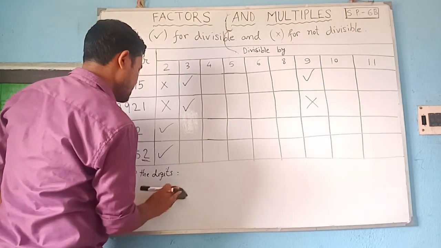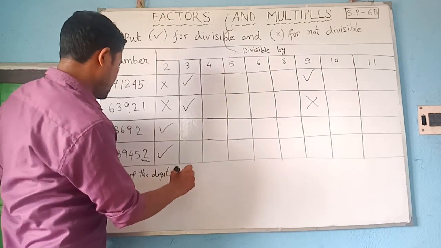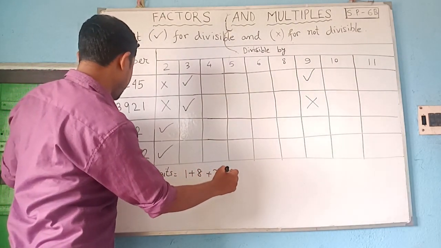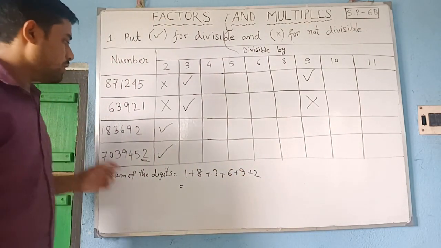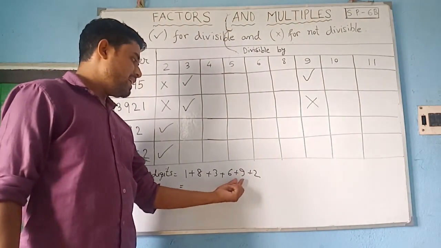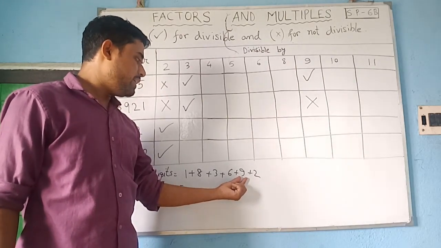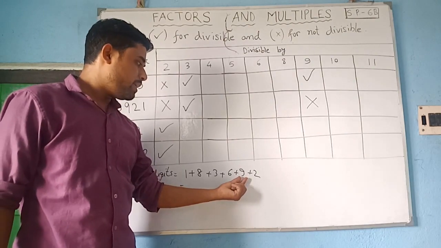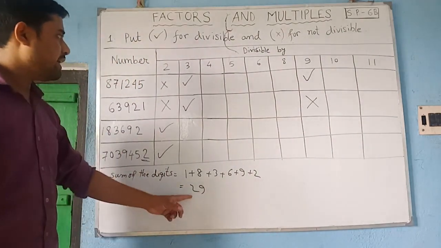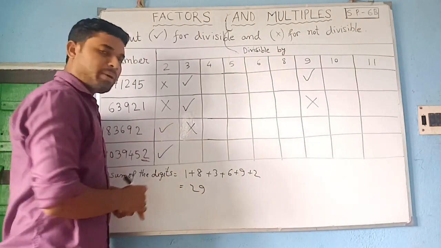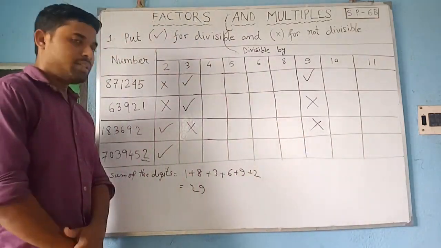So the next number is this. Do the sum: 1 plus 8 plus 3 plus 6 plus 9 plus 2. Just check it. 9, 9, 9, 18, 18 to 21, 18 and 9, 27. 27 and 2, 29. So this is 29. Is 29 divisible by 3? No, that means the number is not divisible by 3. Is 29 divisible by 9? No, so the number is not divisible by 9.